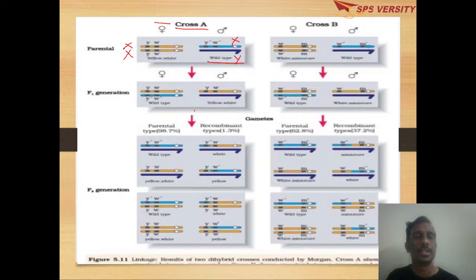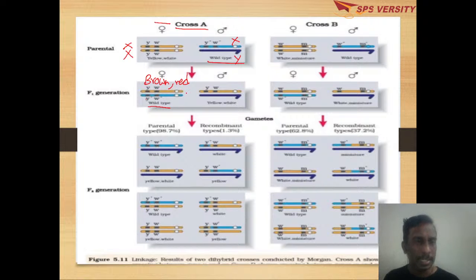In the F1 generation, the female which has come is of wild type, that is brown bodied and red eyes, which is called the wild type. And he got a male which is yellow bodied and white eyes. That means whatever combination was present in the parents has come to the offspring in the F1 generation. Whatever character is seen in the female parent is observed in the male offspring. Whichever is seen in the male parent is observed in the female offspring.